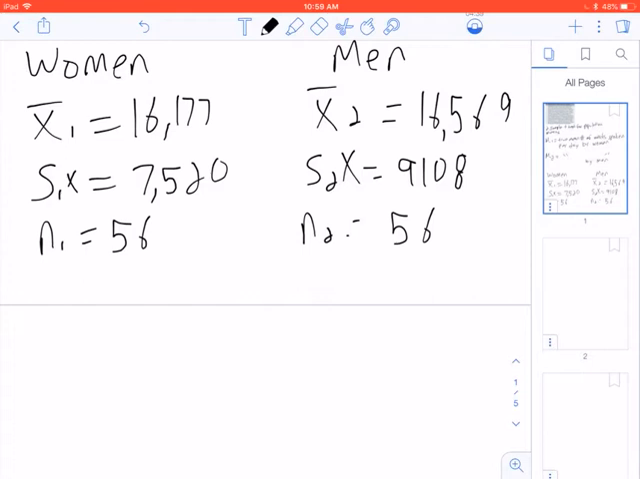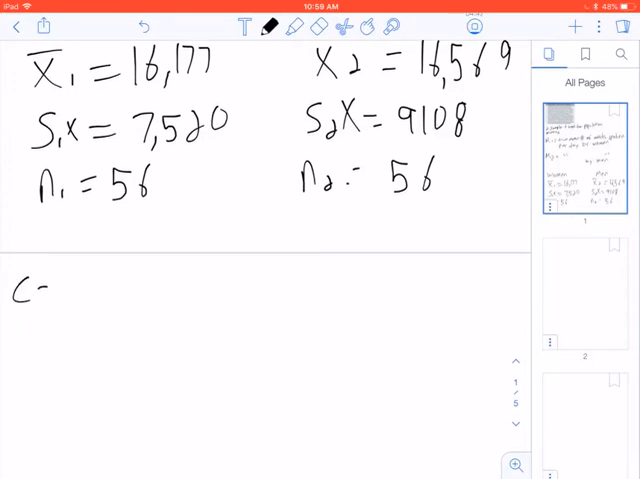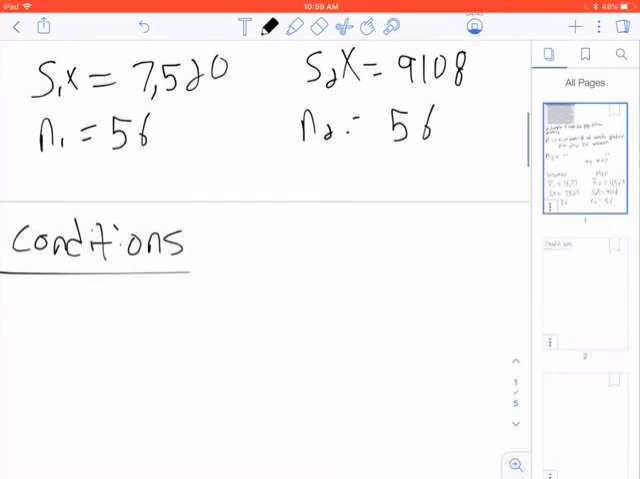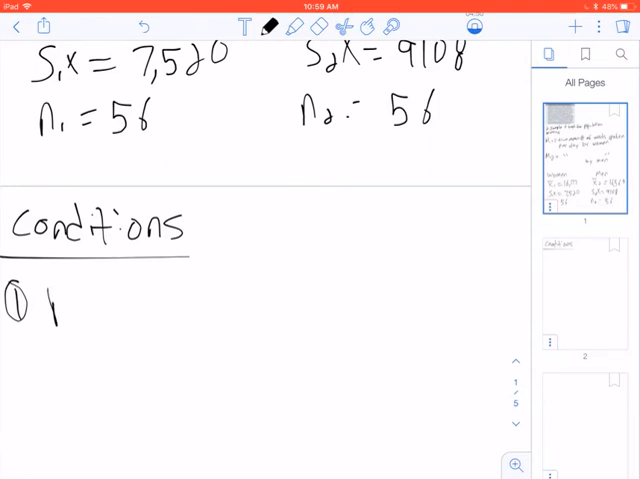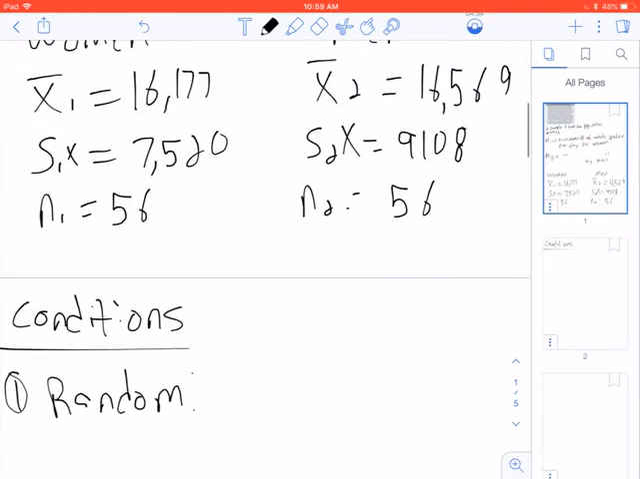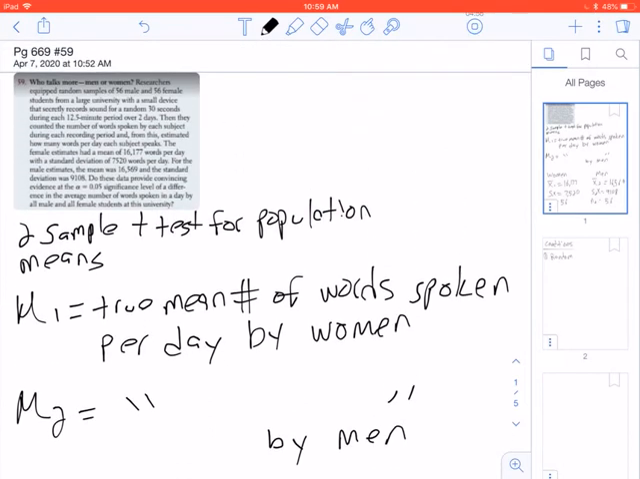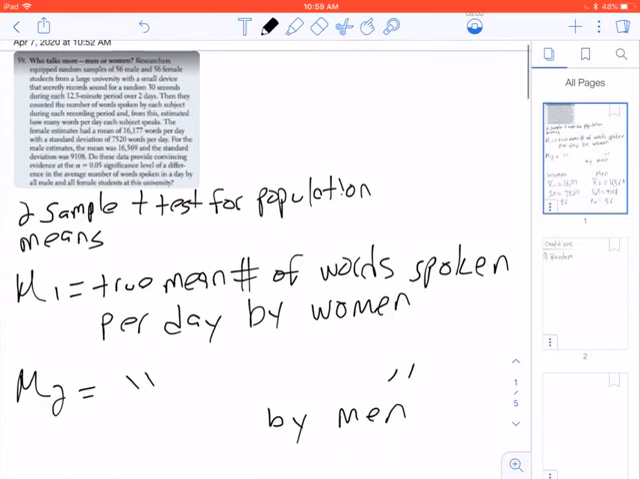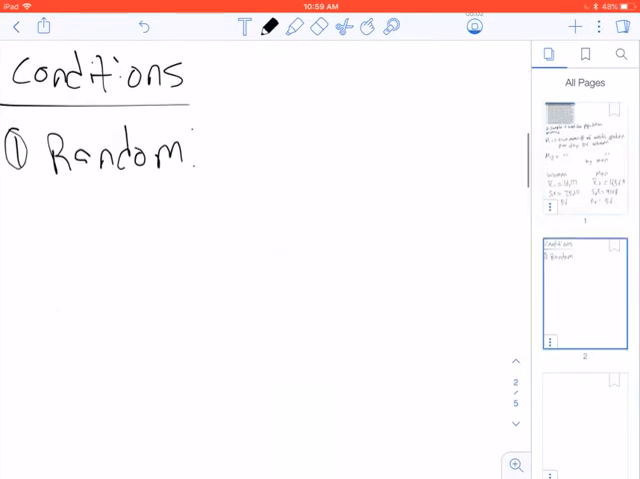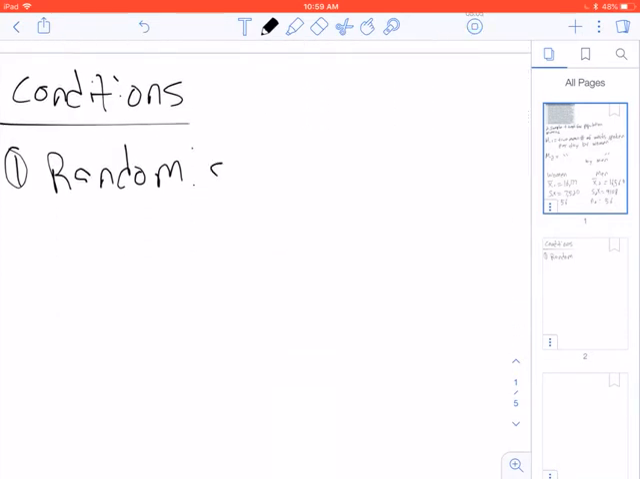The next thing we need to do is check those conditions. Okay, here are the conditions. My first condition is, do I have random samples? And I believe it says in here, researchers equipped random samples of 56 males and females. So this was stated.